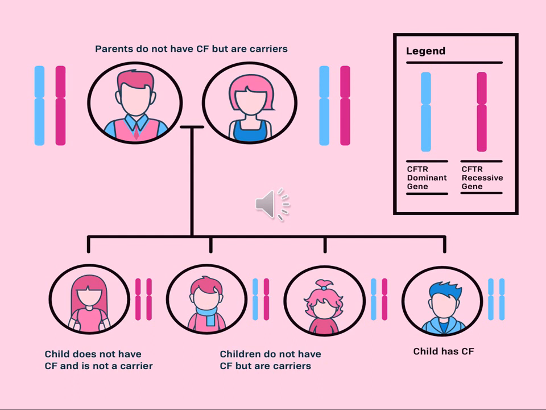Children need to inherit one copy of the gene from each parent in order to have the disease. If children inherit only one copy, they will be carriers and won't develop the condition.